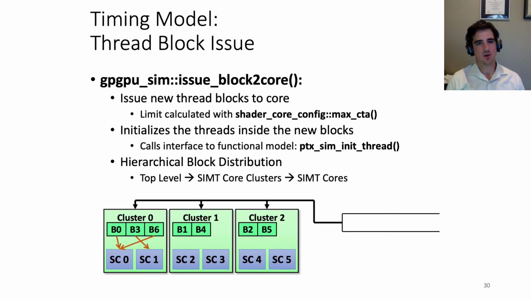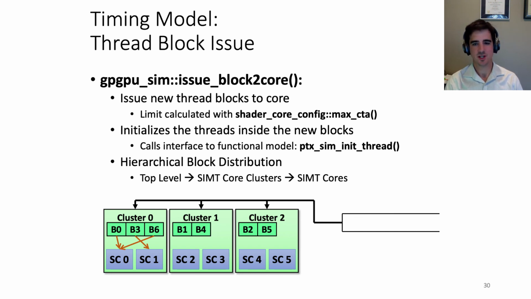All right, so how do we get to issuing stuff to clusters? There's this one function called issue block to core. This is essentially responsible for CTA scheduling. So if you're doing something that requires CTA scheduling, you have to mess with this function. What it does is look at the CTAs in a kernel that we're scheduling right now, and then decide what SIMT core to issue those CTAs to.